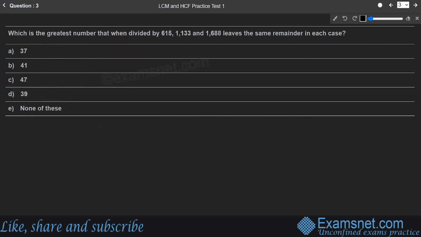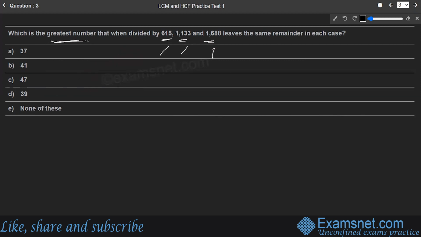Now, which is the greatest number that when divided by 615, 1133, and 1688 leaves the same remainder in each case? For this type of question, there is a method involved. Whenever you are supposed to find the greatest number, you are actually supposed to find the HCF. So for the greatest number which divides these three numbers, we just need to find the HCF of these three numbers.